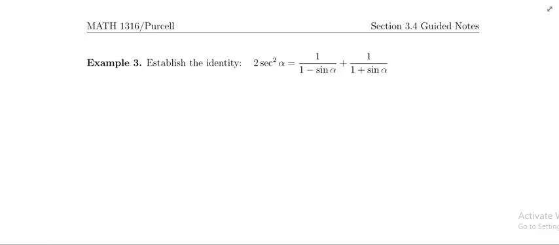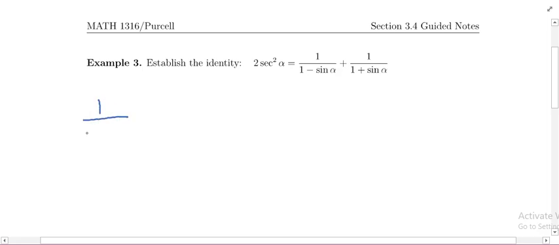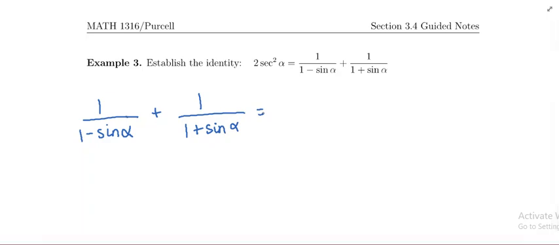All right, so I'm going to go ahead and write down the right-hand side of this identity. So we're going to get 1 over 1 minus sine of alpha plus 1 over 1 plus the sine of alpha, okay? So your gut instinct hopefully tells you I'm adding 2 fractions here, so I probably should combine them into 1 fraction. So let's do that.